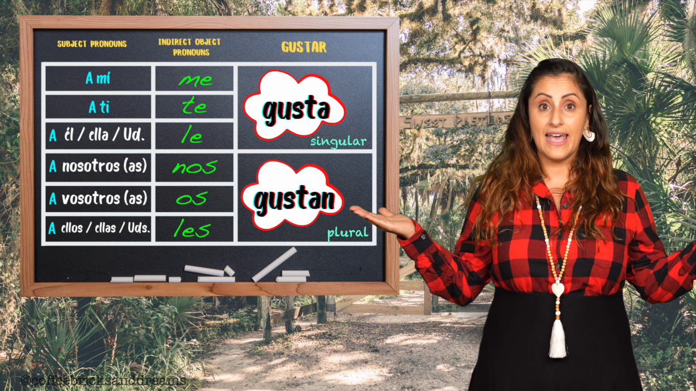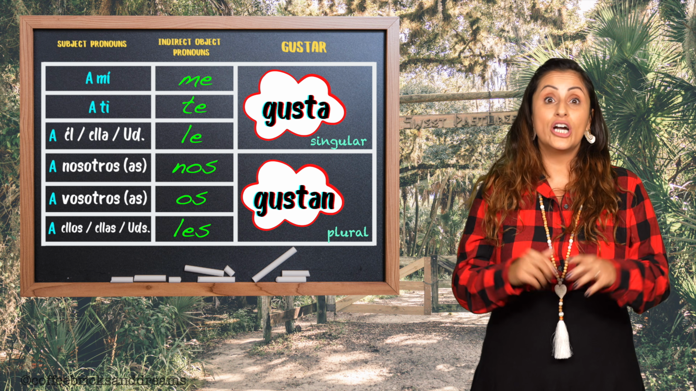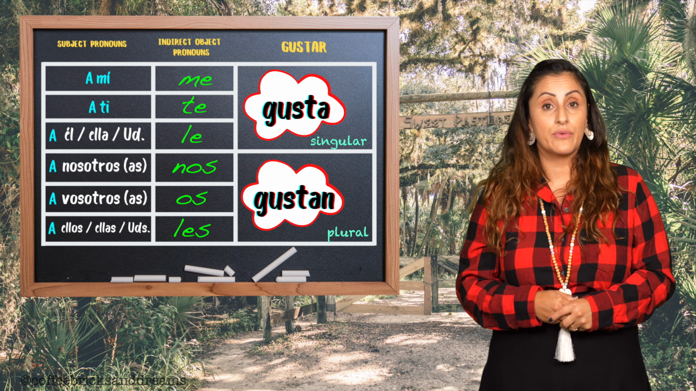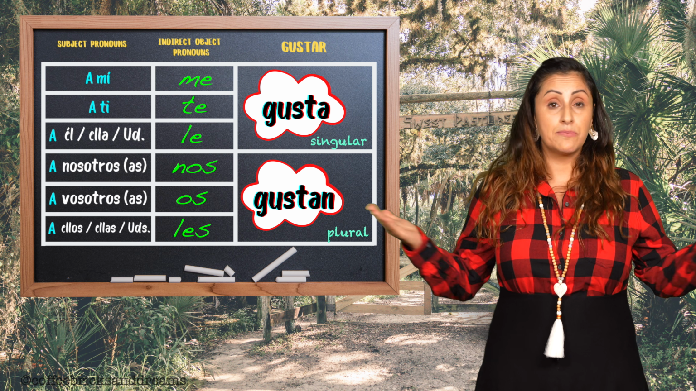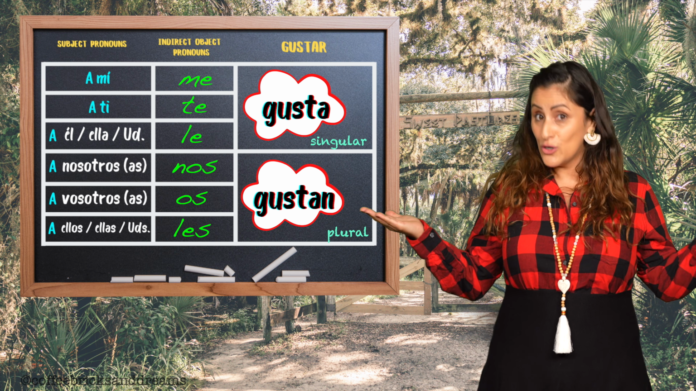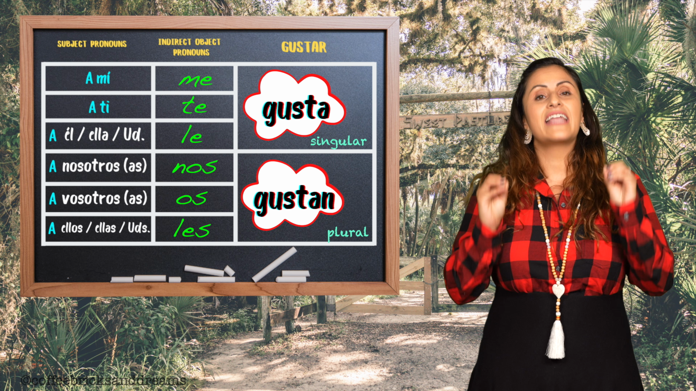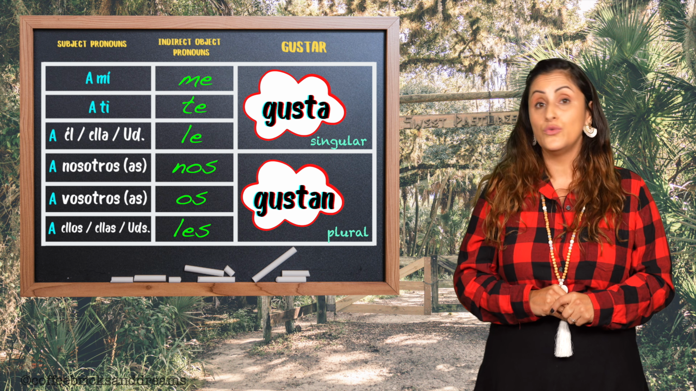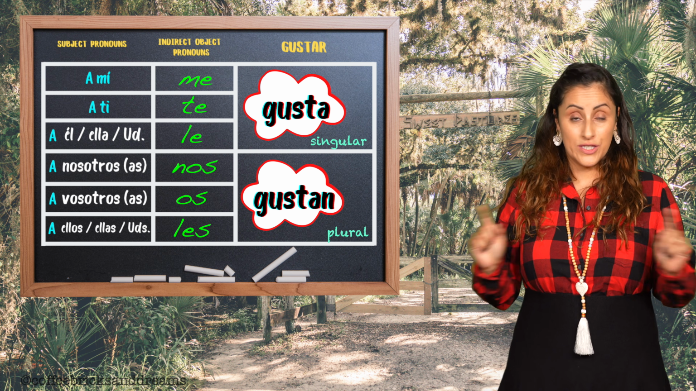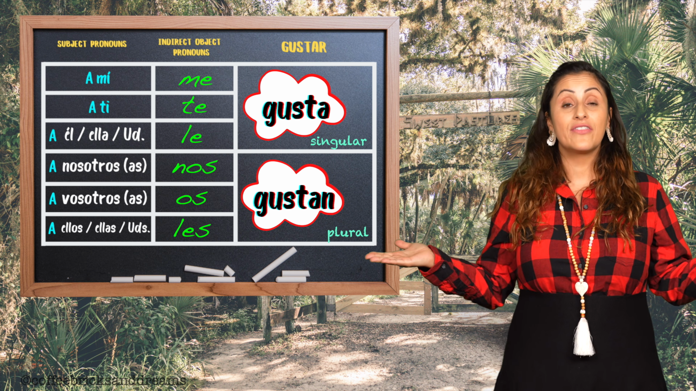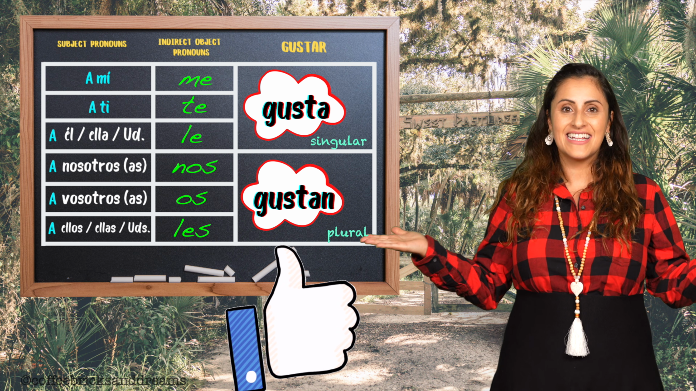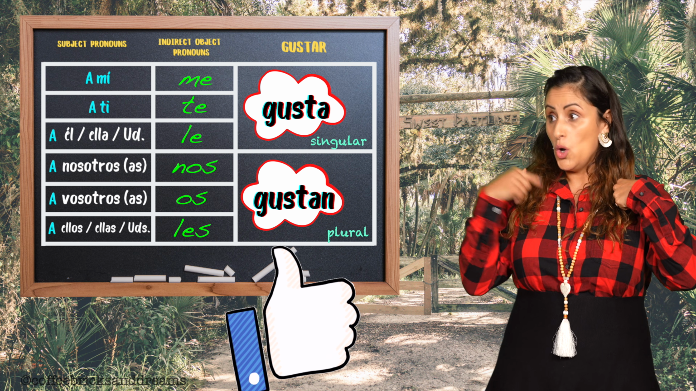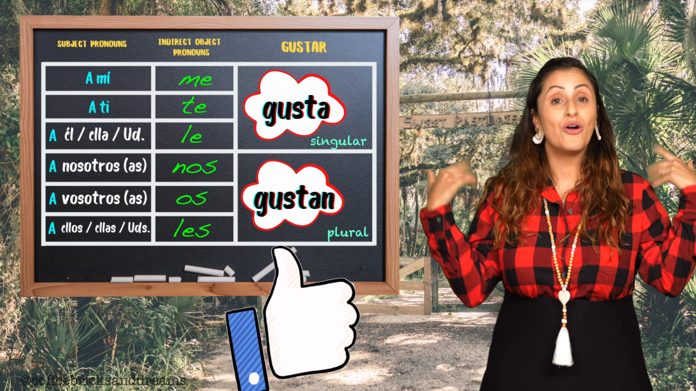Could it show up on a test? Yes. Could it show up in a book that you may be reading? Absolutely. Could a Spanish speaker that you're talking to use them? Definitely. That's why it's important for you to know them. So now you know how to use the verb gustar to talk about the things that you like, or again, the things that are pleasing to you, or him, or her, or them, or us.